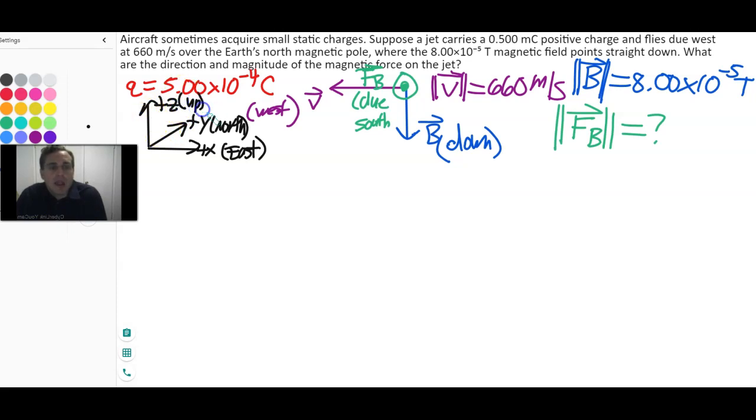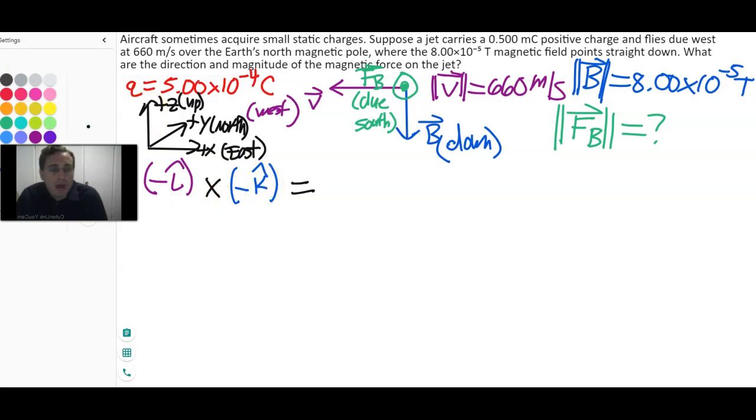So that's upward. Now, we can say that due west, which is the velocity direction of the airplane, is in the minus i hat direction, because it's in the negative x direction. That's going to be cross product with the magnetic field vector direction. The magnetic field is pointing straight down, that's in the negative z direction, so that should be the negative k hat direction. I'm using unit vectors here associated with the three-dimensional axes. So minus times minus is a positive. But then we need to perform i cross k.